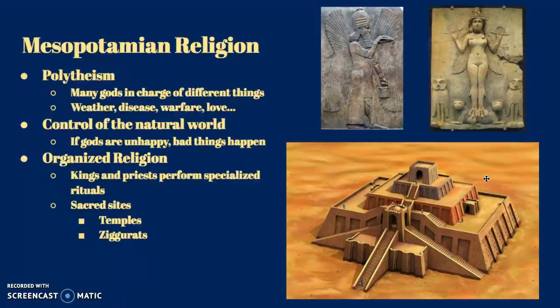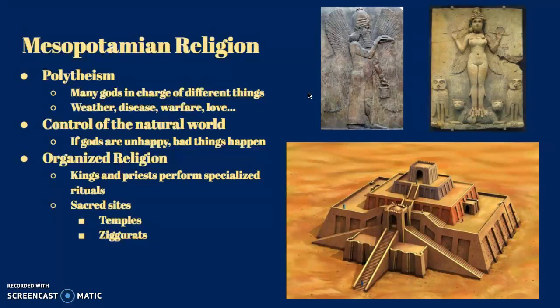So the Mesopotamians believed in a polytheistic religious system. Polytheism is any religion that has multiple gods in charge of different things. So, for example, you've got the weather god, Marduk, who controls the skies and rain and stuff like that. And then you've got the goddess of war and love, Ishtar, which I think is an interesting combination there. They had all sorts of other gods, like thousands of different gods.